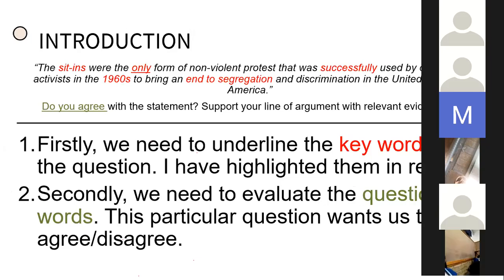This is basically what I just explained. Firstly, we need to underline the keywords in the question. I have highlighted them in red. And secondly, we need to evaluate the question words. This particular question wants us to agree or disagree.